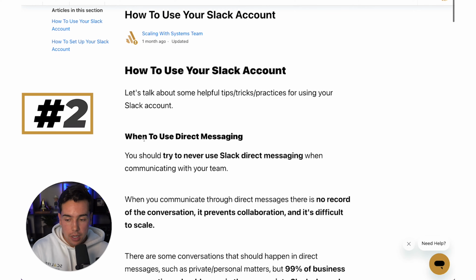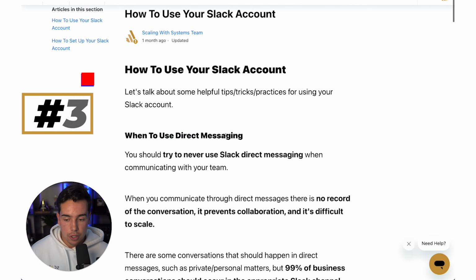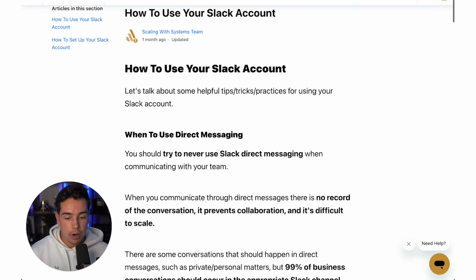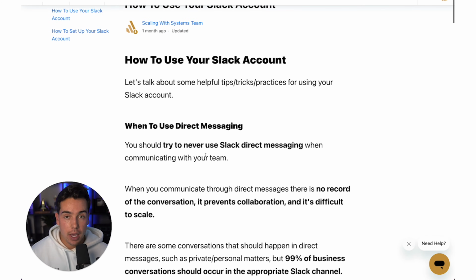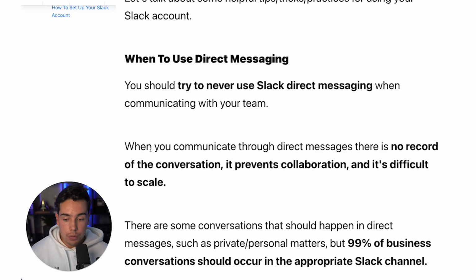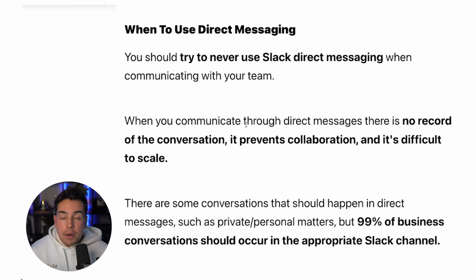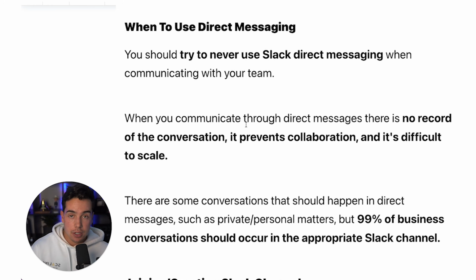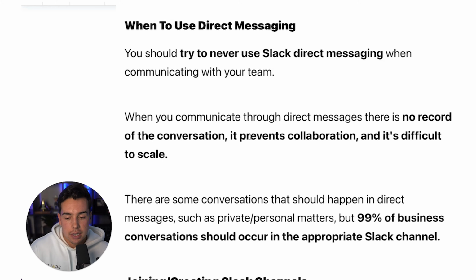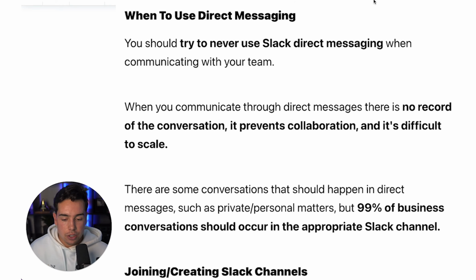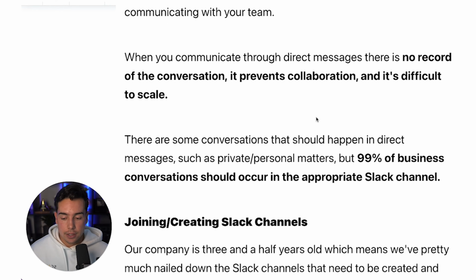So first and foremost, when to use direct messaging in Slack. You should never use direct messaging in Slack when communicating with your team. When you communicate through direct messages, there's no record of the conversation, it prevents collaboration, and it's difficult to scale, okay? There are some conversations that should happen in direct messages, like a very, very edge case, such as private or personal matters, but 99% of business conversations should occur in the appropriate Slack channel.